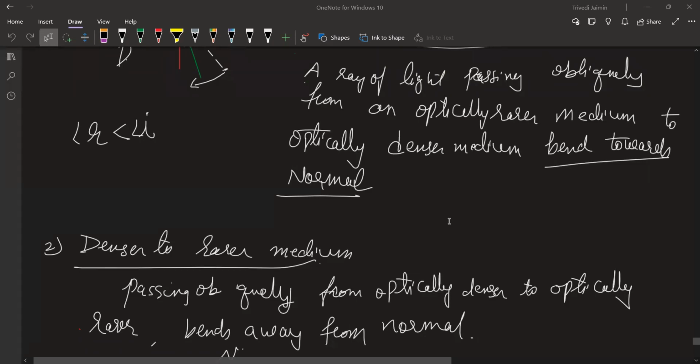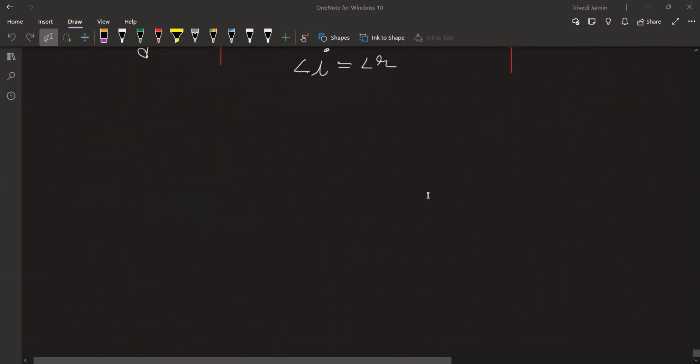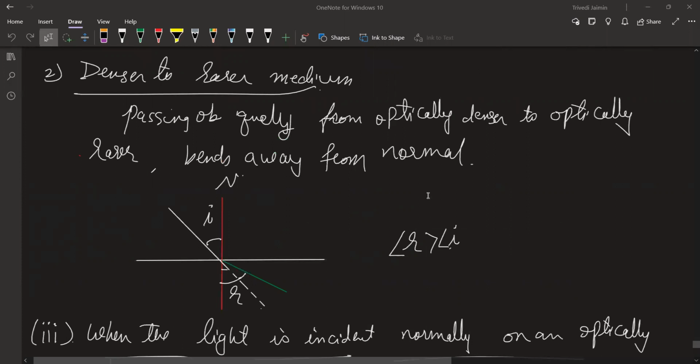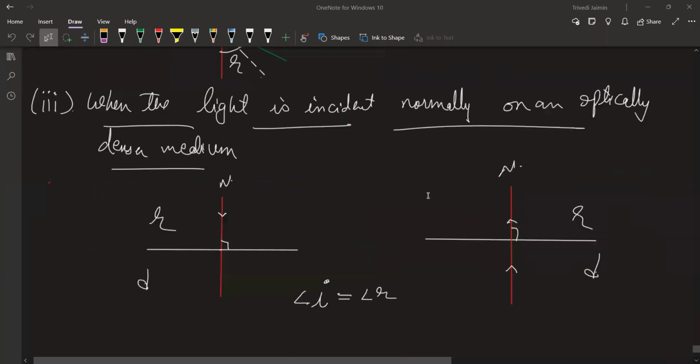And the refracted ray is lesser than or greater than? Sir, I was mistaken. Greater than. So the refracted ray is greater than the incident ray. The angle, I mean to say. So when it is moving towards the normal, both angles are equal.